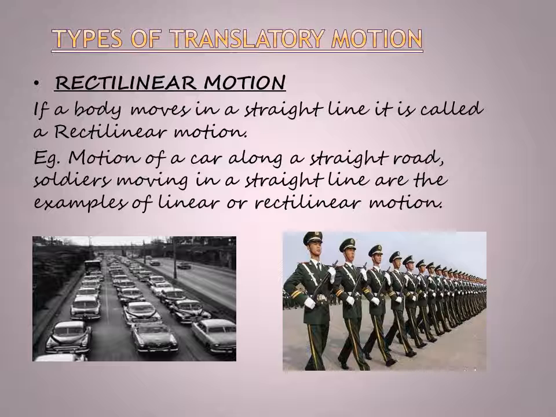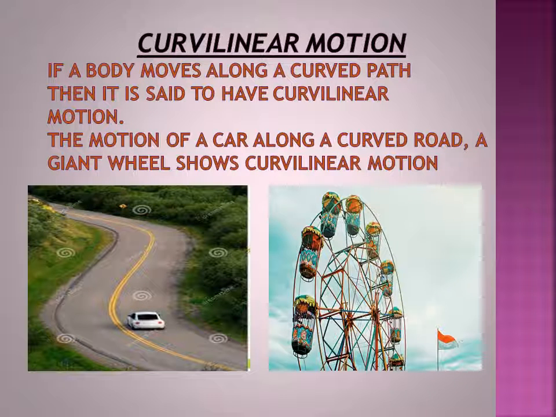Now let's move to curvilinear motion. If a body moves along a curved path, then it is said to have curvilinear motion. That means in a curved path. If the road is not straight but in a curved shape, the body moves along a curved path, so it is moving in curvilinear motion.